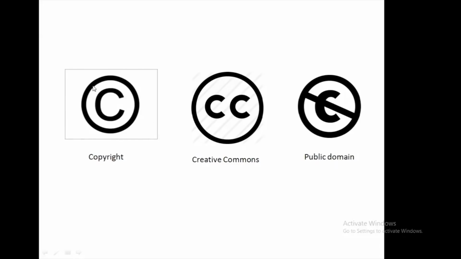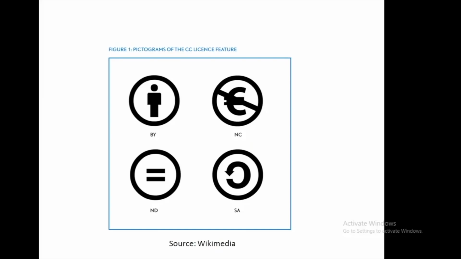Copyright is the exclusive right of the author, and each and every person will have to seek permission to use that. But in Creative Commons licensing, we don't have to seek the permission of the author, but we will have to attribute. There are different versions of Creative Commons licenses which I am going to discuss, but I hope you understand the difference between these two.